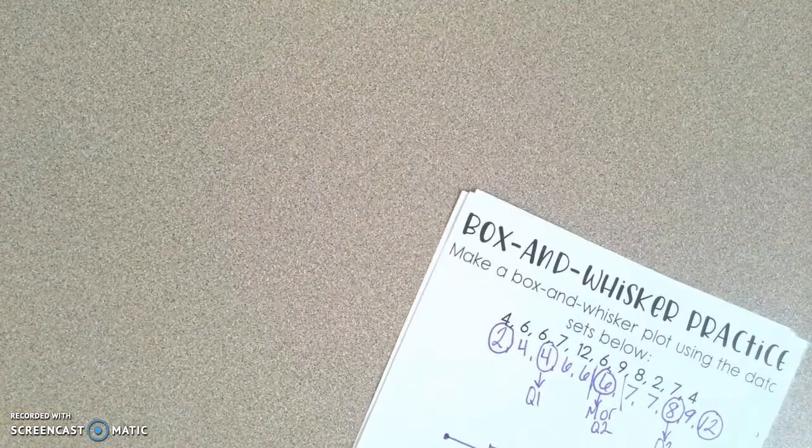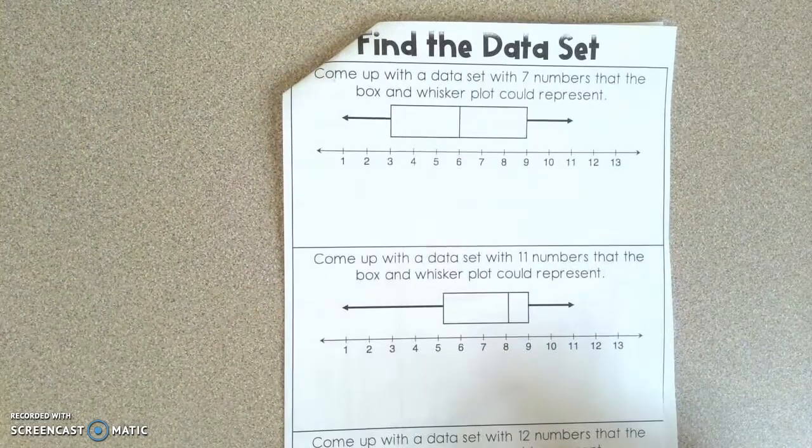All right, last thing we're going to do is look at the data set. So if you look at this page here, we're going to come up with some data sets. So as I mentioned with a box plot, you're not going to see every single value on the box plot. So our answers could all vary here.